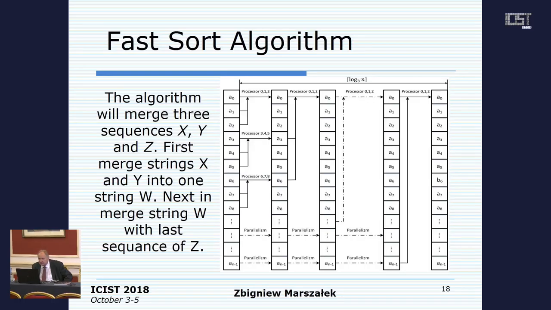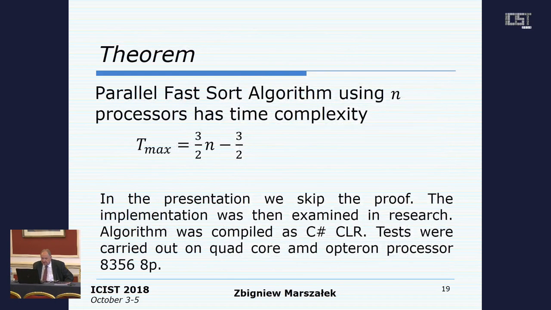Fast sort algorithm. The algorithm will merge three sequences, x, y, and z. First merge strings x and y into one string w, next merge string w with the last sequence z.